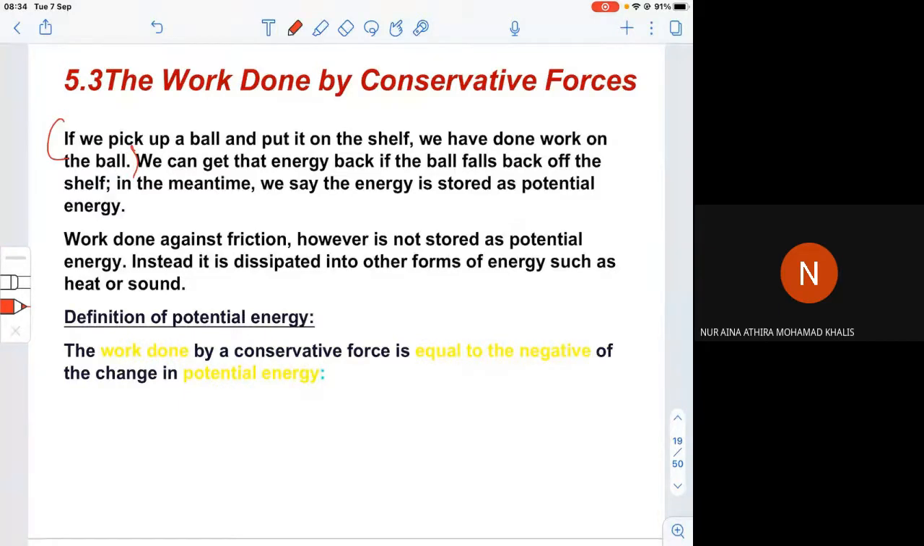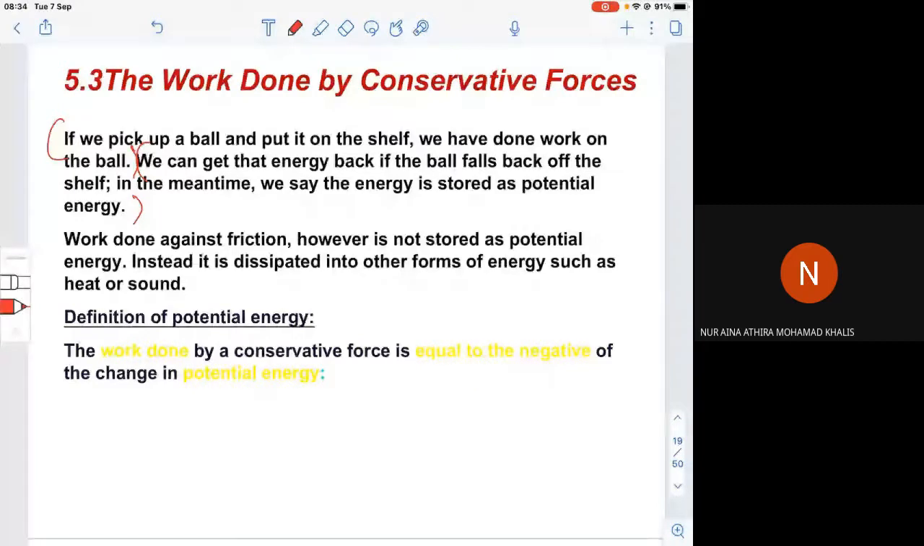If we can get that energy back, if the ball falls back off the shelf, in the meantime, we say the energy is stored as potential energy. So in this case, we do some work to that ball and we can get that energy back, if all the work we did comes back to us when the ball falls from the shelf. So the energy is stored as potential energy.